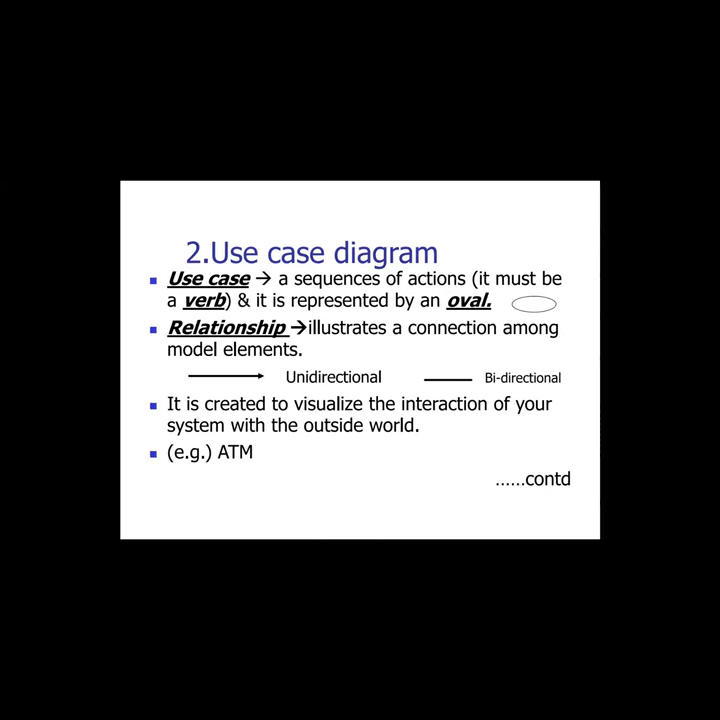And if you take the use cases, a sequence of actions, it must be a verb. It is represented by the oval symbol. So we are using the oval symbol to represent the functions. The relationships illustrate the connection among the model elements. So we are using an arrow symbol with a direction, unidirectional or bidirectional. Bidirectional means both sides, from and to, will have the arrow mark. And it is created to visualize the interaction of your system with the outside world, how the system is interacting with the human being. The system is a machine, or the project is software. How the software is interacting with the users.